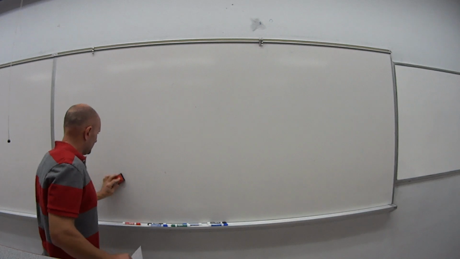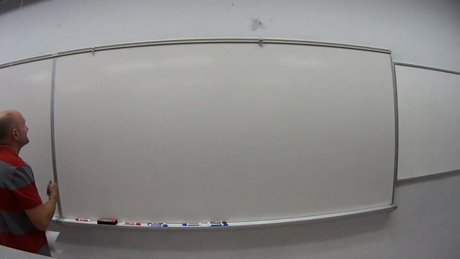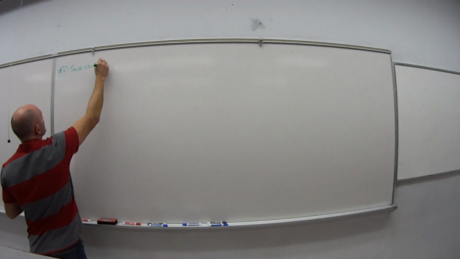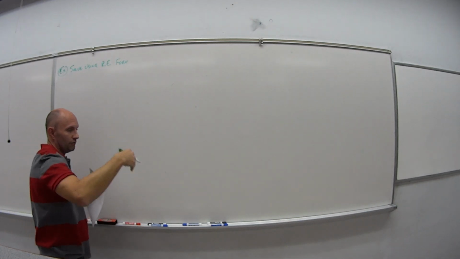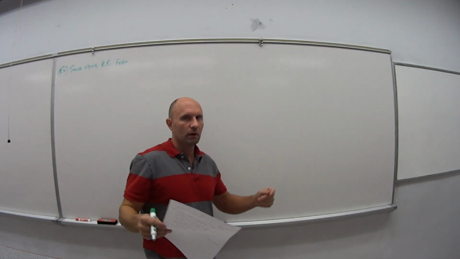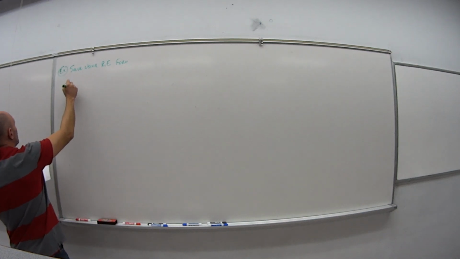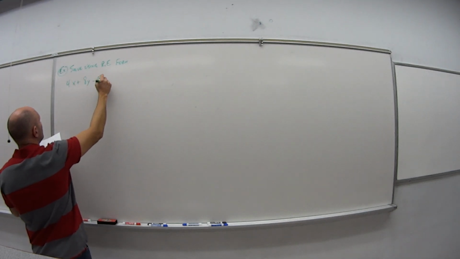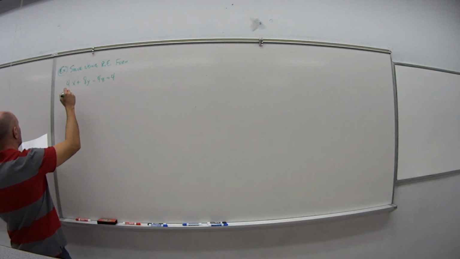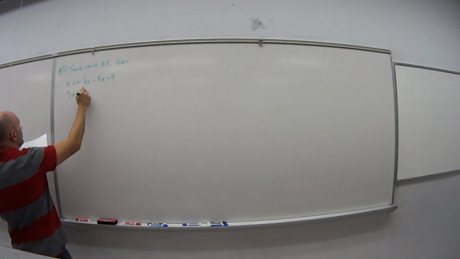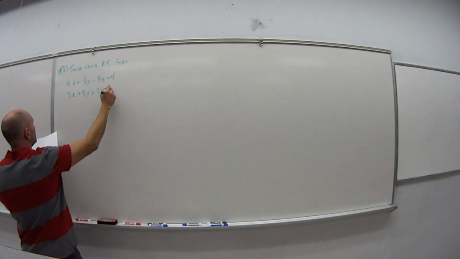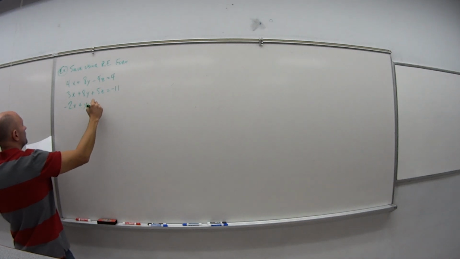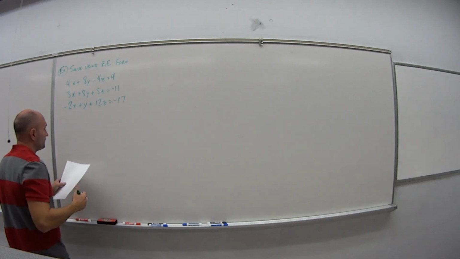All right, so let's tackle this example here. Solve using row echelon form. So it's like what we just did. Get zeros in the bottom corner, 1 on the diagonals, and then use back substitution. We have the following. 4x plus 8y minus 4z equals 4. 3x plus 8y plus 5z equals negative 11, and negative 2x plus y plus 12z equals negative 17.